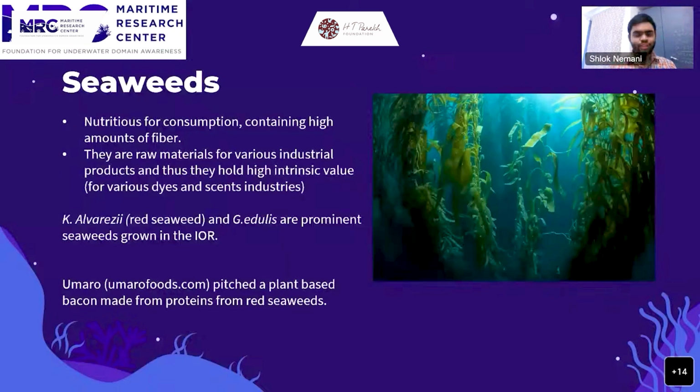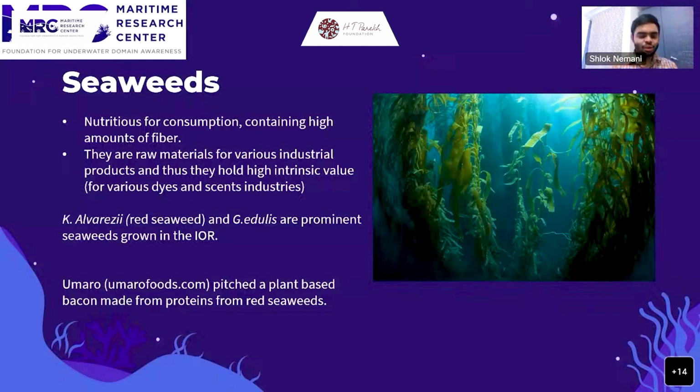Coming to the seaweeds, seaweeds on the other hand belong to the phytoplankton category. There are various benefits of seaweeds, whereas shrimp show their harmful effects. The seaweeds' harmful effects are very hard to count. They are very nutritious for consumption, contain a high amount of fiber, and hold very high intrinsic value. Kappaphycus alvarezii, the red seaweed, and Gracilaria edulis are the prominent seaweeds grown in the Indian Ocean region.